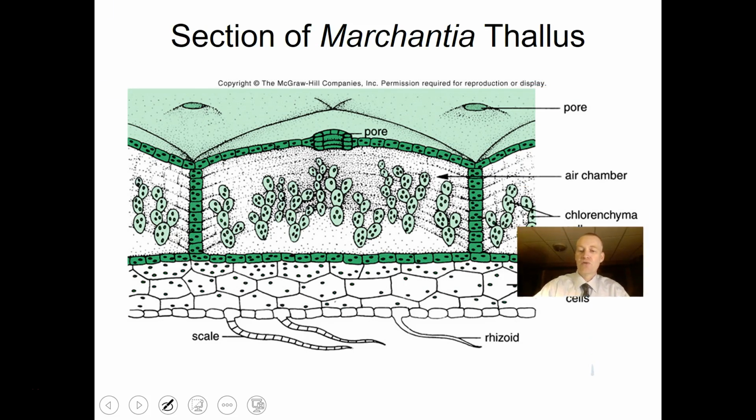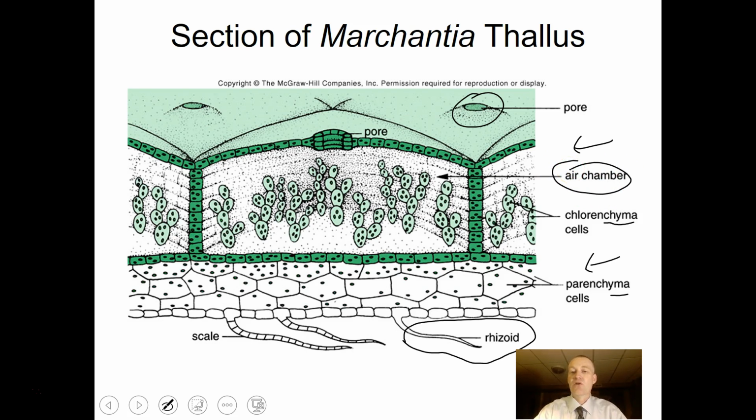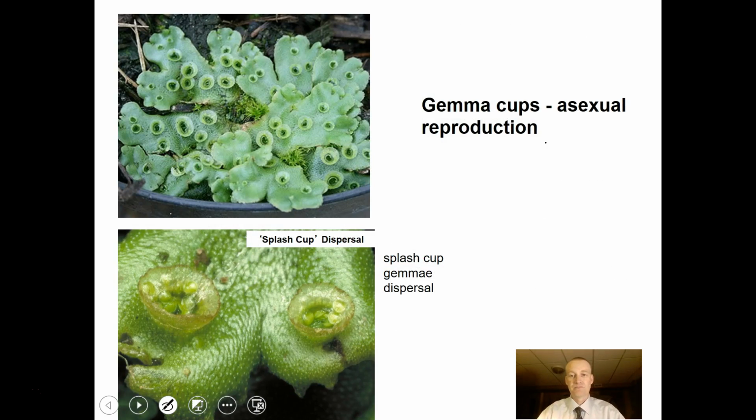If we take a different look at Marchantia, this is more of a diagrammatic view. You can see the little pores at the top. It does have a layering of tissues. You can see the rhizoid down here, the little thing that anchors the plant on the lower surface of it. We'll talk about parenchyma and chlorenchyma later on when we talk about plant structure. But there are air chambers in there, and then there are cells that undergo photosynthesis. So it does have a body and a structure to it.